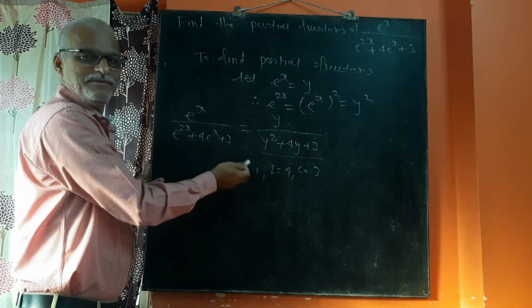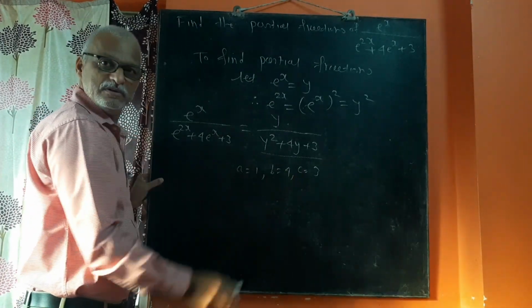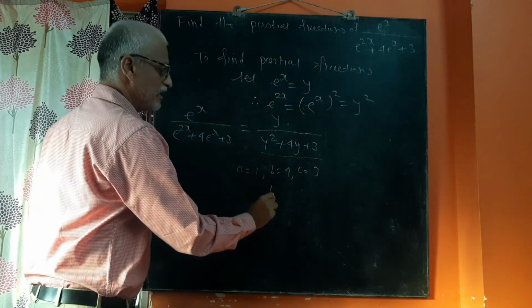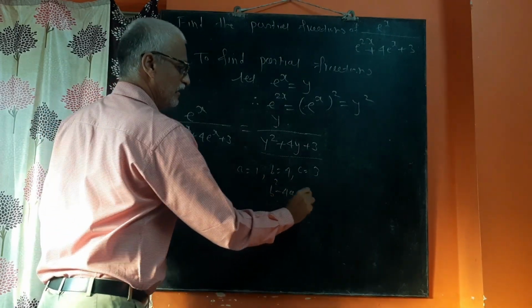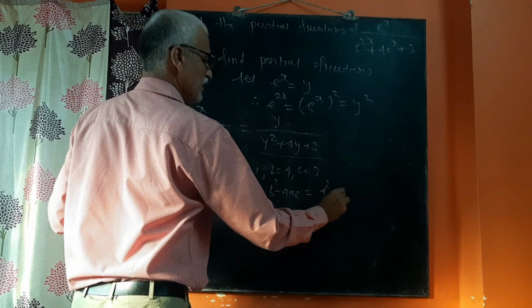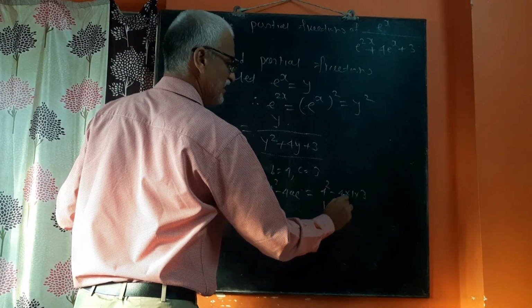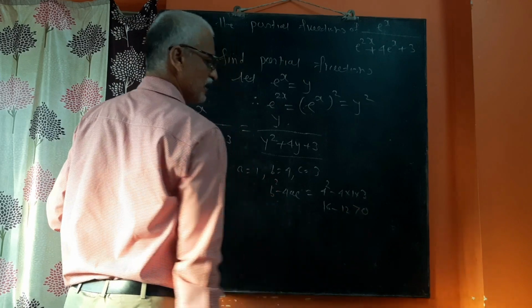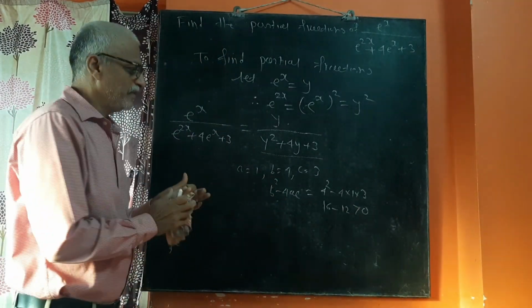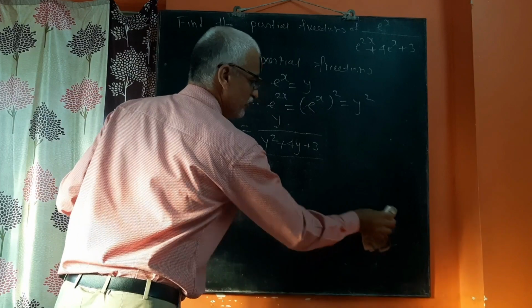A equals 1, b equals 4 and c equals 3. So b square minus 4ac is equal to 4 square minus 4 into 1 into 3. That means 16 minus 12, which is greater than 0. So we can find out the factors. Let us see what are the factors.